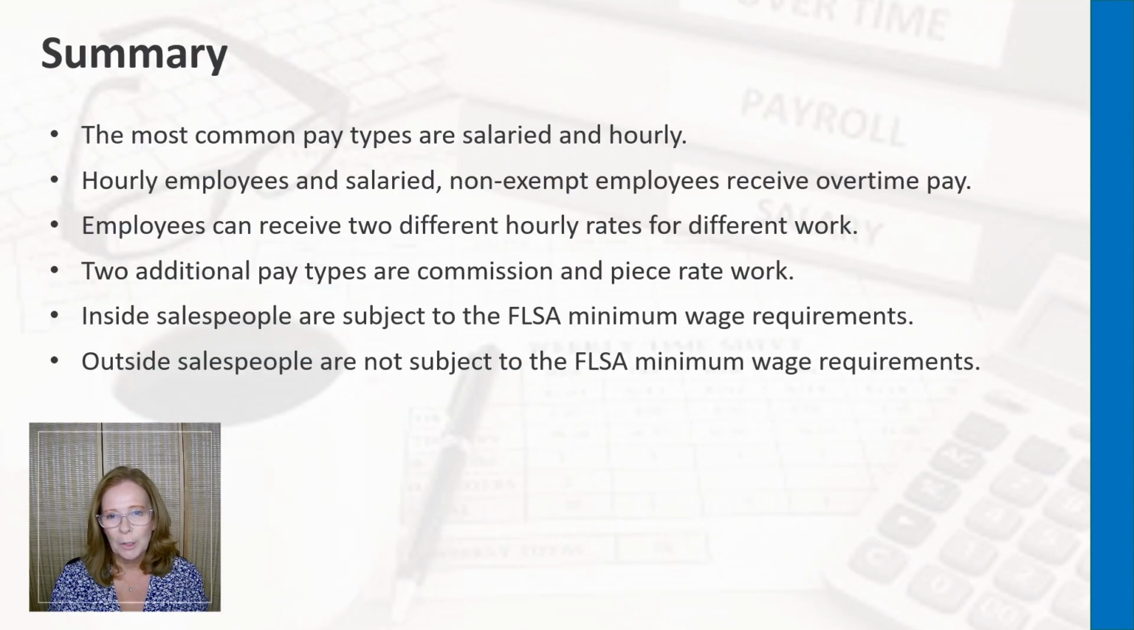Let's summarize what we learned. The most common pay types are salaried and hourly. I'm not quite sure how it is in other countries, but certainly here in the US, salaries and hourly are the most common ones. Hourly employees and salaried non-exempt employees receive overtime pay. Employees can receive 2 different hourly rates for different work. Remember the person that worked in HR and worked as a receptionist. So you can have 2 different hourly rates.